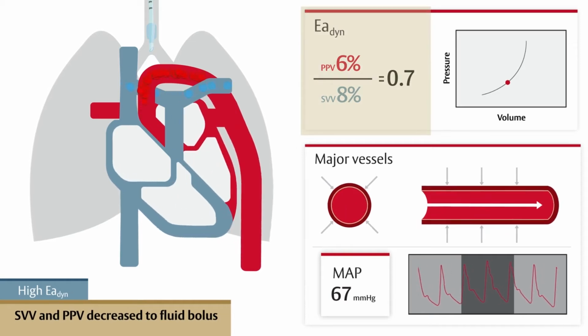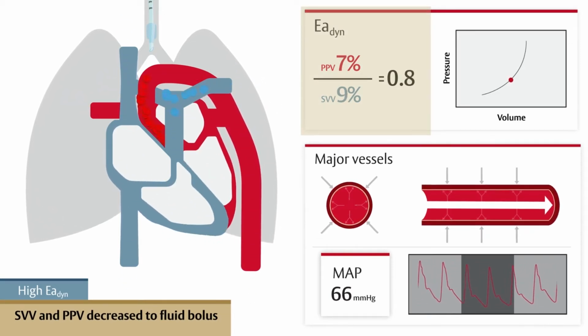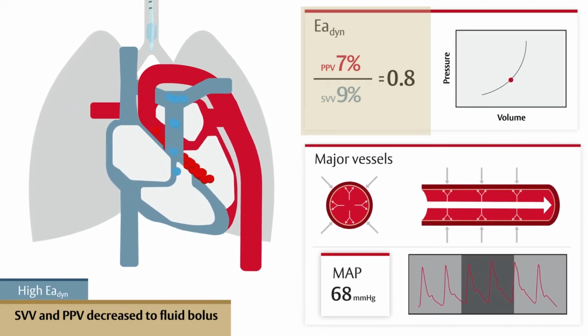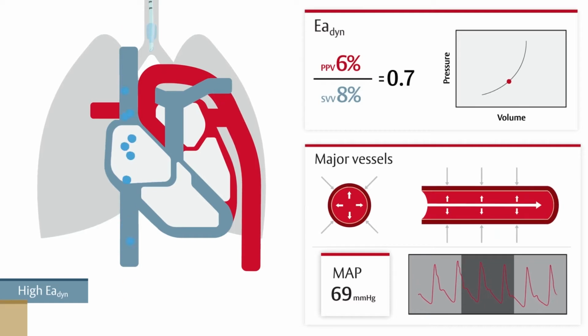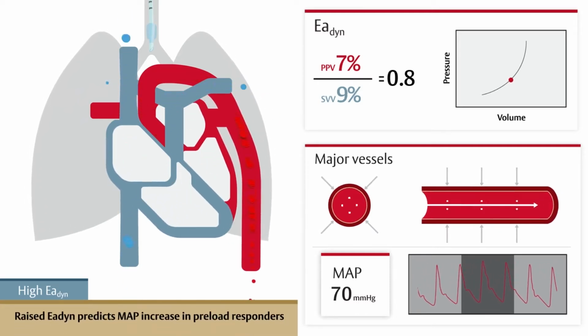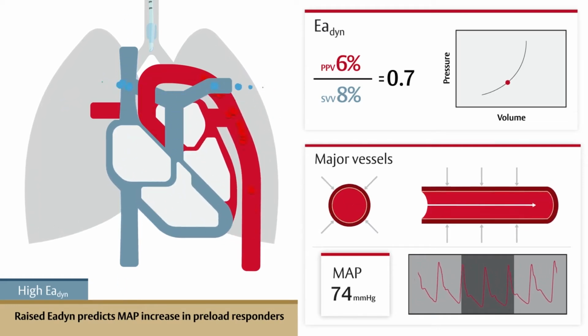Because of the increase in pressure due to the fluid bolus, the patient is no longer preload responsive, and both stroke volume variation and pulse pressure variation have dropped to reflect this. A raised EaDyn tells us that if the patient is preload responsive, the administration of a fluid bolus will increase both stroke volume and mean arterial pressure.